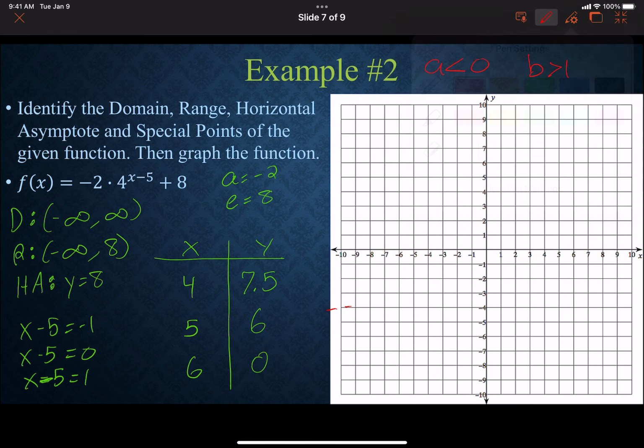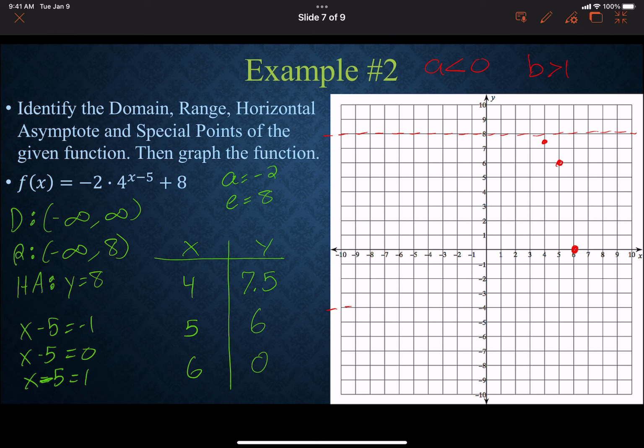Simple matter of just typing into the calculator there, nothing too crazy. Horizontal asymptote occurring at 8. Points, so we would have (4, 7.5), so somewhere in between 7 and 8, right in the middle, (5, 6), and then (6, 0).